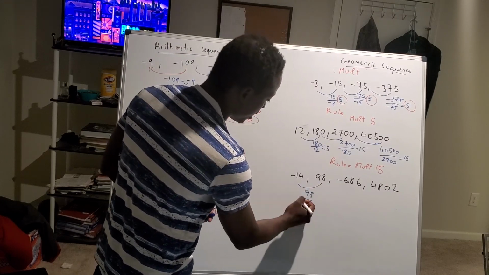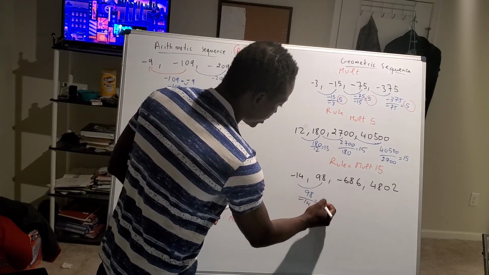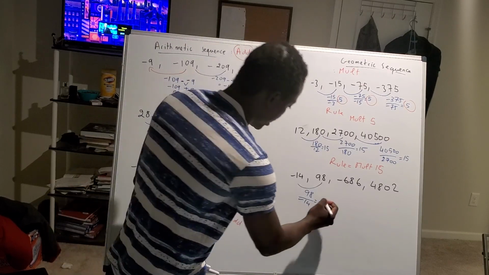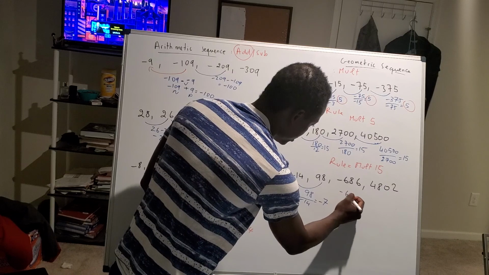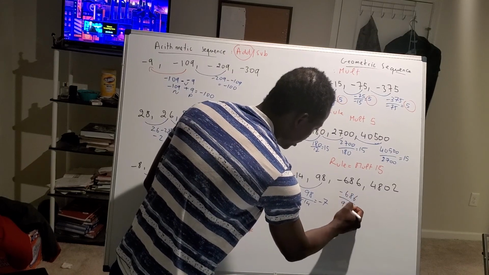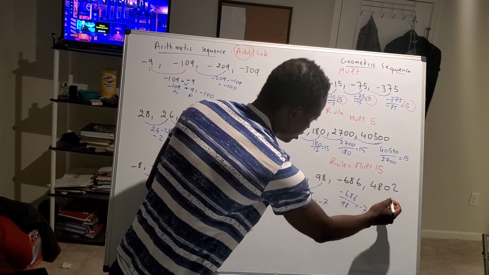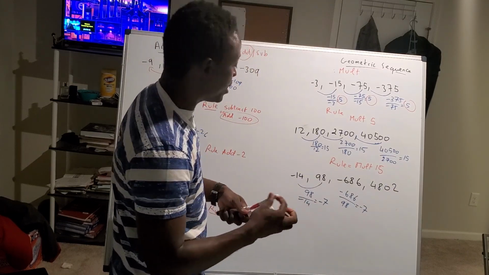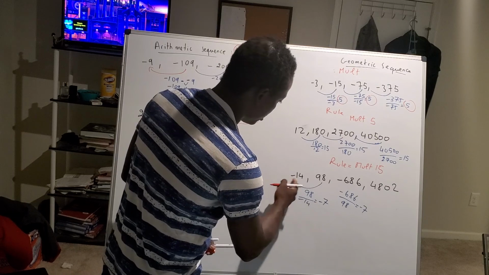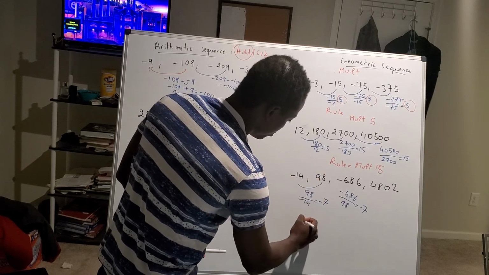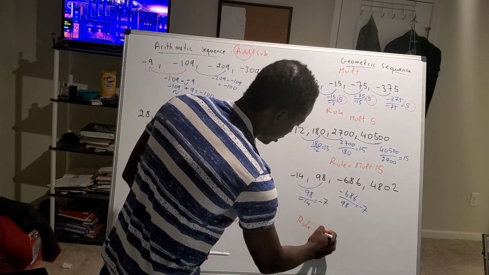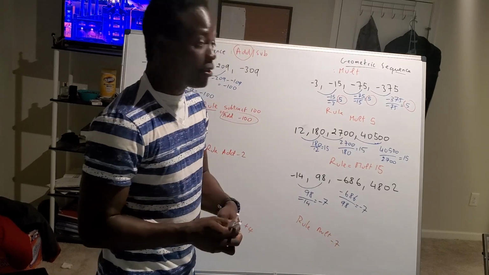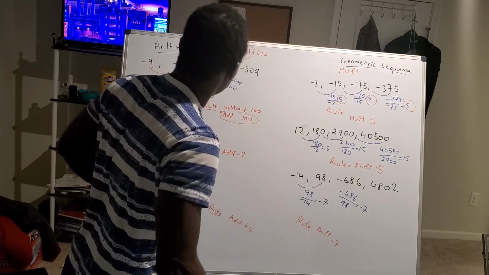So we're gonna do the same thing here. Always don't forget the sign. 98 divided by negative 14 is going to be a negative number. Negative 7. And I do the same thing here. Negative 686 divided by 98, negative 7. And so on, right? So what do I multiply here? Rule is multiply by negative 7, right? That's how the signs say. Rule, multiply by negative 7.